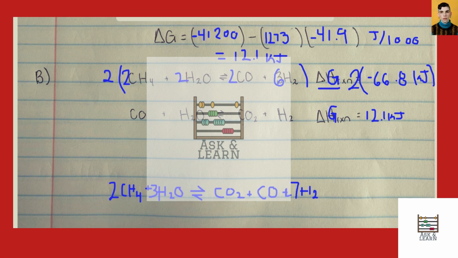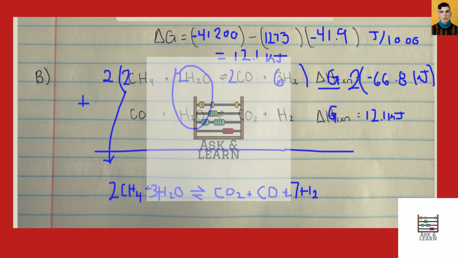These are our delta G's of reaction. All right, so now we can just go ahead and add these equations together, which will give us this equation down here. So again, we have our 2CH4s. We have 3 H2Os. We'll cancel one CO on this side, so we'll have our 1 CO and our 1 CO2, and then we will have our 7 H2s.